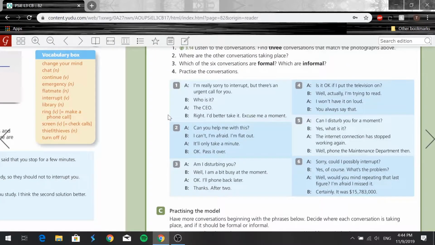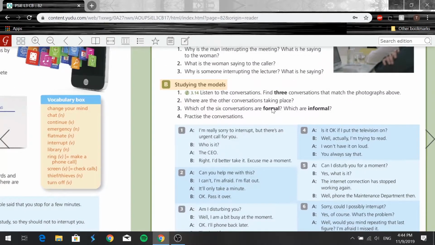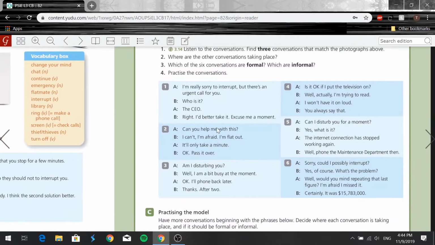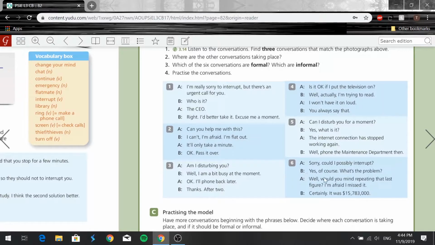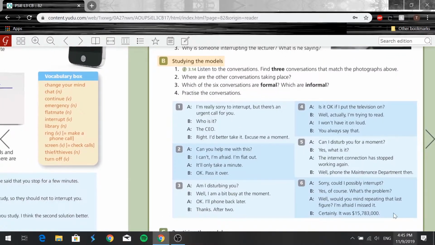Now let's go to 3. Am I disturbing you? Well, I am a bit busy at the moment. Okay. I'll phone back later, means I'll call you back later. Thanks, after 2. So this goes with the second photograph here, right? And then we have, which one? I think we'll probably say 6. Sorry, could I possibly interrupt? Yes, of course. What's the problem? Well, would you mind repeating that last figure? I'm afraid I missed it. Certainly, it was 15,783,000. So we're talking about the lecturer. Remember, why is someone interrupting the lecturer? This is why, okay?